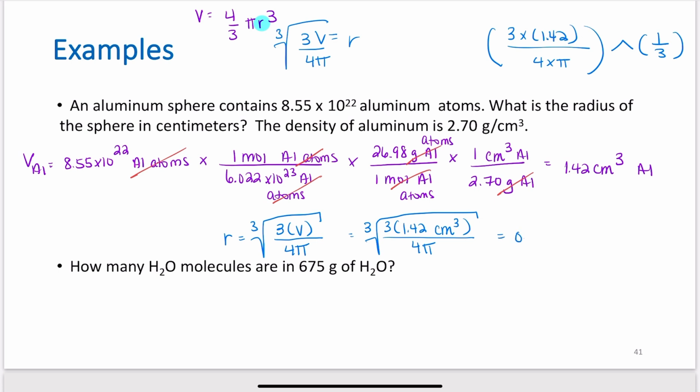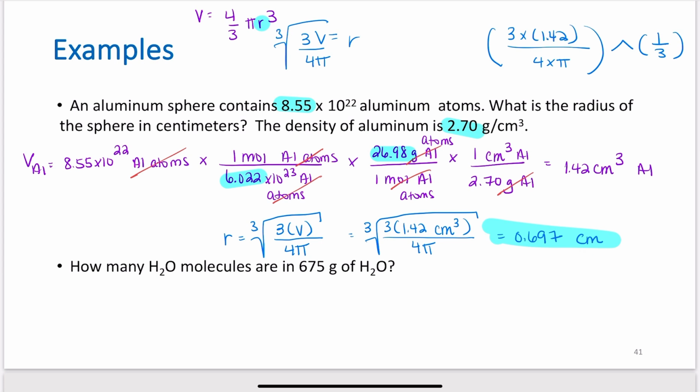Take the cube root of this, and I get out 0.697. And then the centimeters, because I took the cube root of the centimeters cubed, it also brings that down to just straight centimeters. Sig figs, I had 3, 4, and 4. So my final answer has 3 sig figs.